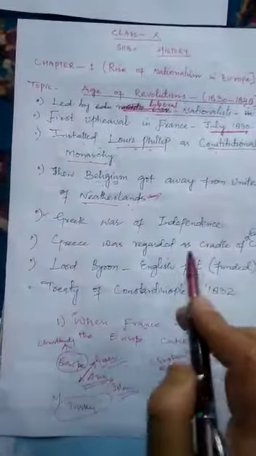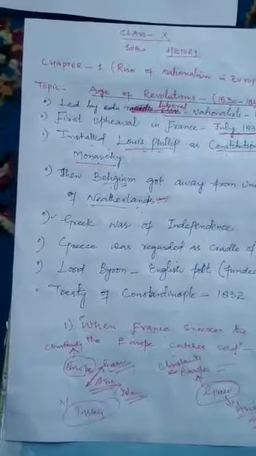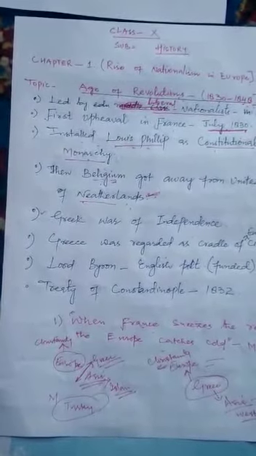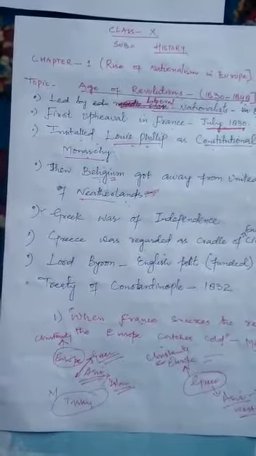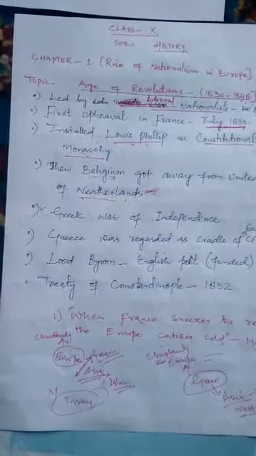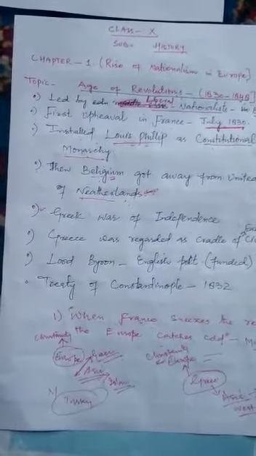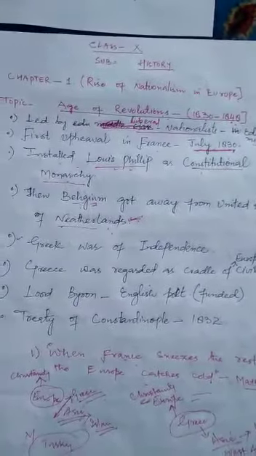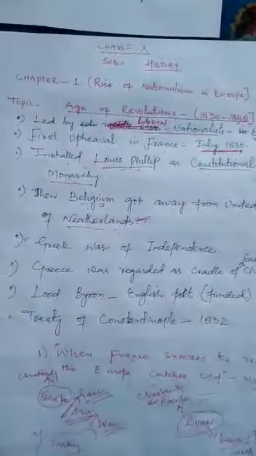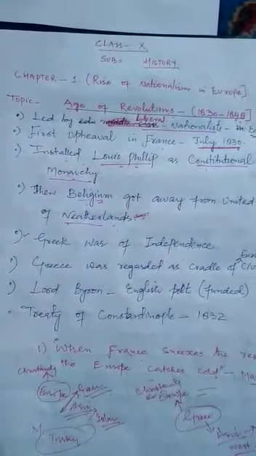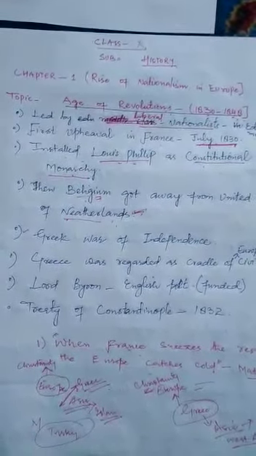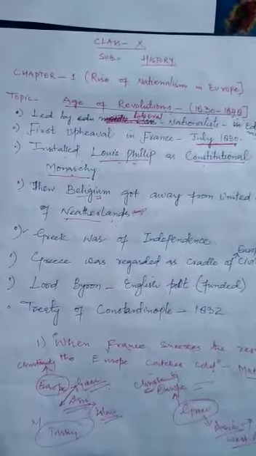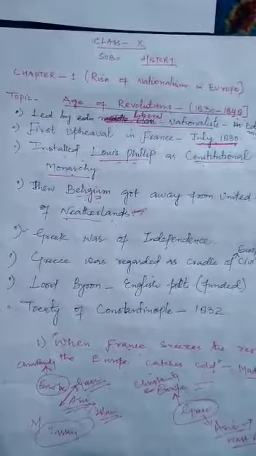So this very Greece was regarded as the cradle of European civilization. The people of Europe had sympathies with the ancient Greek culture, because in ancient times it was considered to be very important. So the people of Europe had sympathies for ancient Greek culture, and their sentiments were linked to Greece.